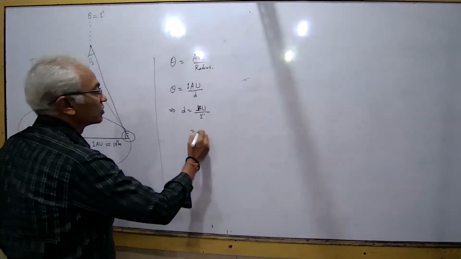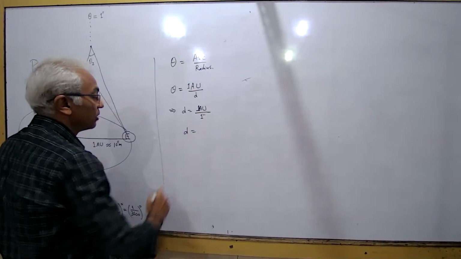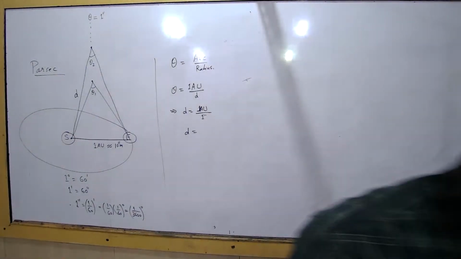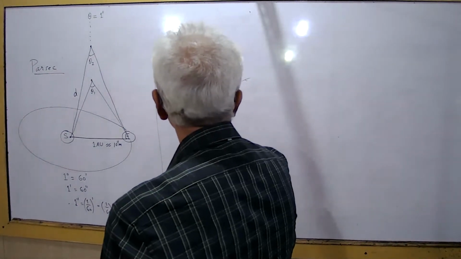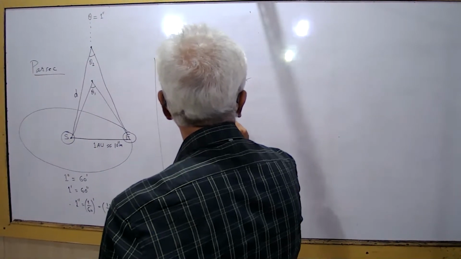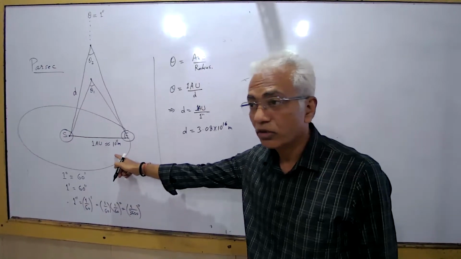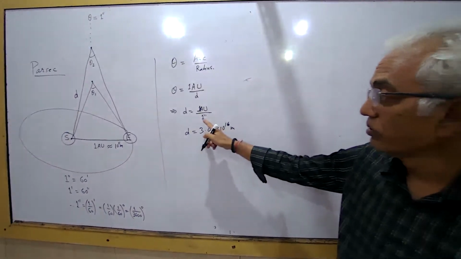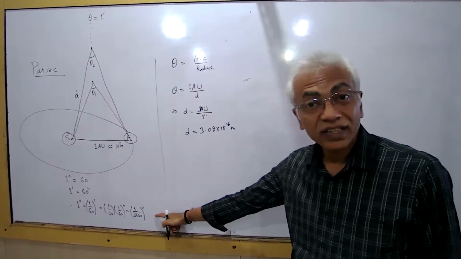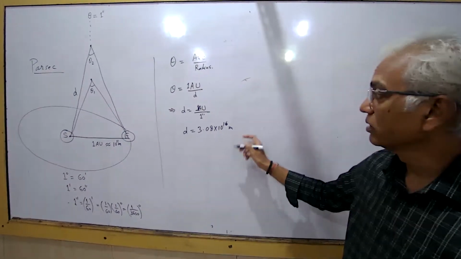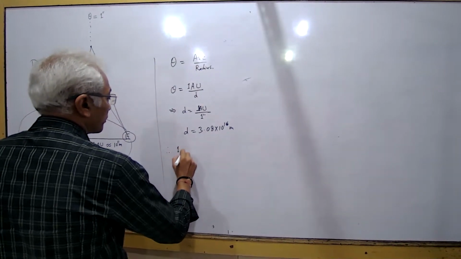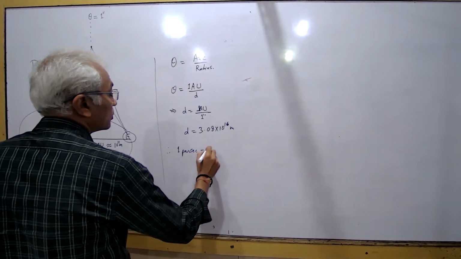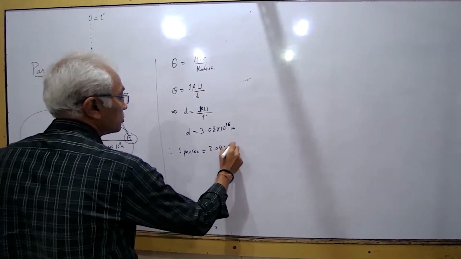So this value comes to 3.08 into 10 raised to 16. Okay, when you substitute the value of astronomical unit in meter, and substitute the value of 1 second angle in radian, with appropriate conversion, this is the value. So this d is nothing but 1 parsec. 3.08 into 10 raised to 16 meter.